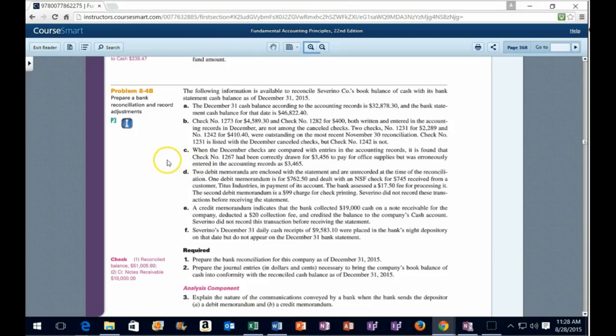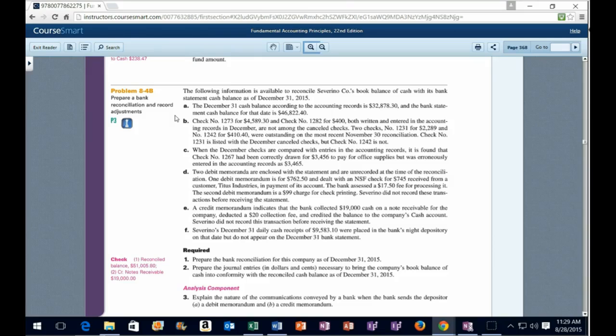So we have the following information available to reconcile Severino Company's book balance of cash with its bank statement cash balance as of December 31st, 2015. So what we're going to do is a bank reconciliation in this assignment, and when we do a bank reconciliation we usually have the bank statement and then we have of course our books, and we're going to tick and tie out every transaction. This type of problem is actually just going to tell us the differences.